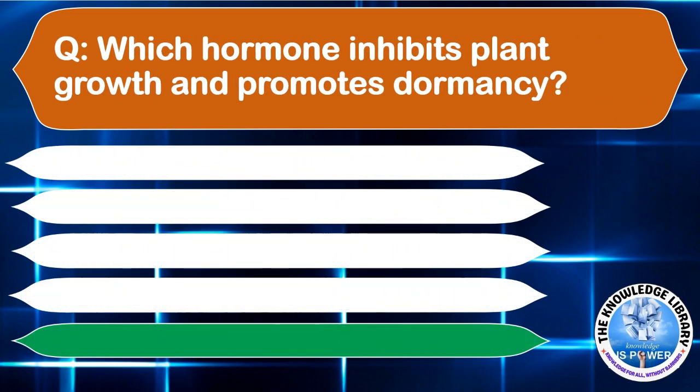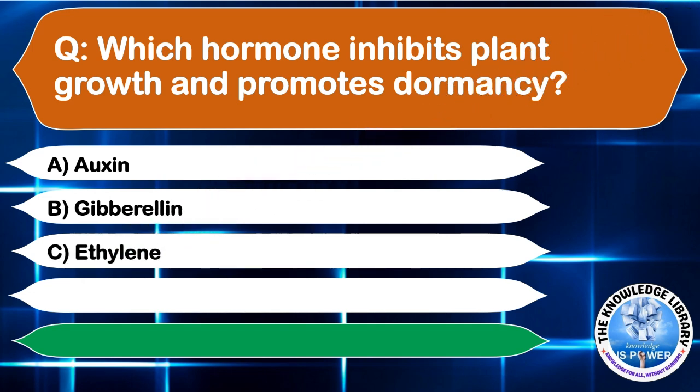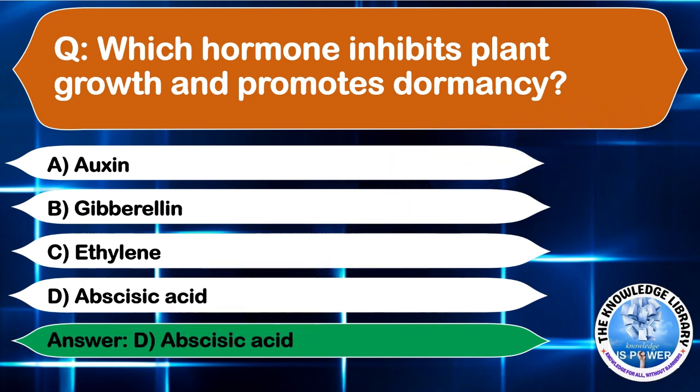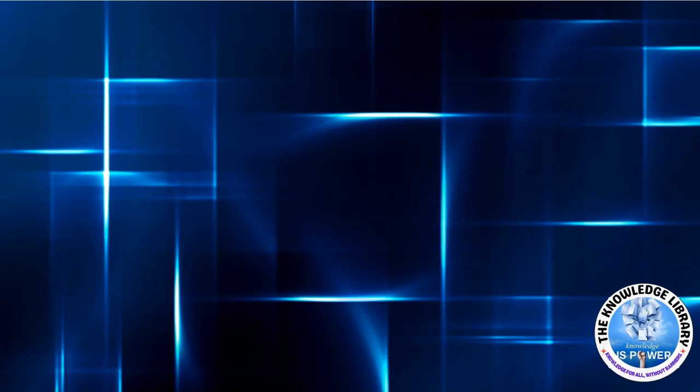Which hormone inhibits plant growth and promotes dormancy? Option A, auxin. Option B, gibberellin. Option C, ethylene. Or option D, abscisic acid. The correct answer is option D, abscisic acid. Moving to the next question.